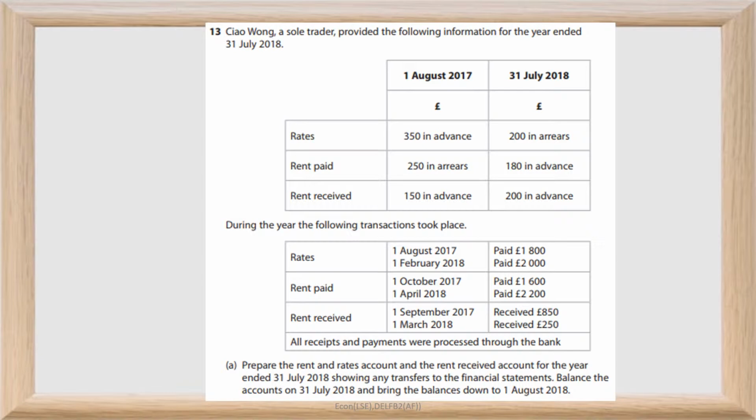In this case, the rent and rates should be taken together since they record both in a single ledger account. Rent received should be recorded separately.